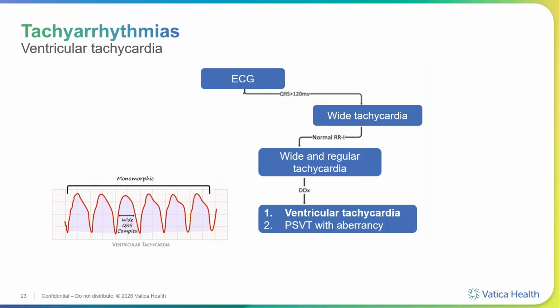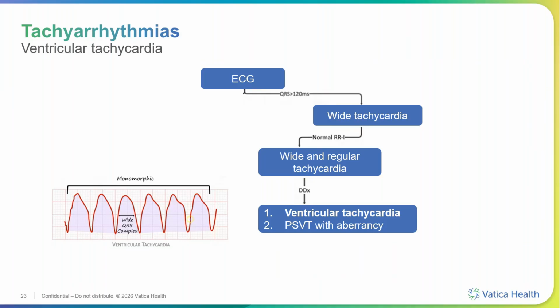So now we go to the other side of the algorithm. If the QRS complex is greater than 120 milliseconds, then we're dealing with wide tachycardias. And the next question is whether the R to R interval is regular or irregular. If it's regular, there's technically two differentials, but we're really focused on one, and that's ventricular tachycardia. And you'll see a wide QRS complex with very similar morphology. When we see a wide regular tachycardia, we assume it's ventricular tachycardia until proven otherwise.